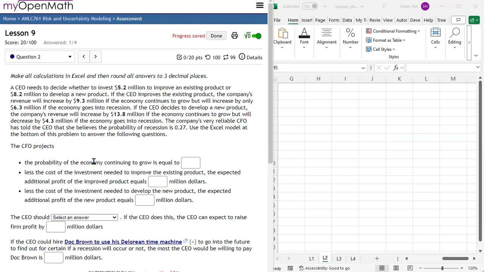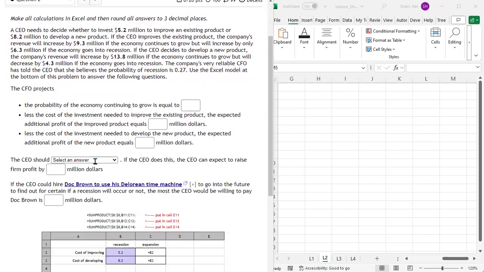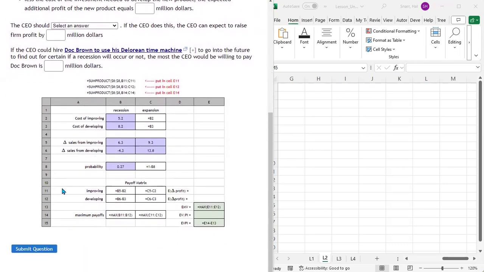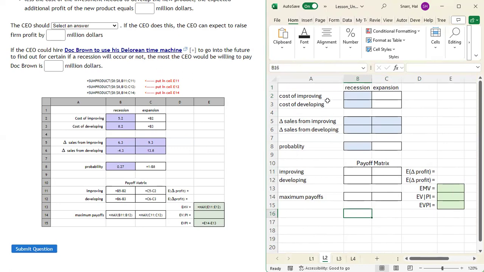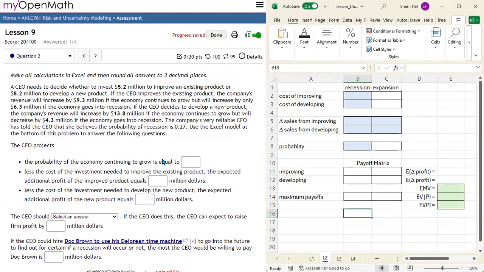We're going to build a model that calculates the expected value of perfect information. The first thing you want to do is replicate this screenshot down here in Excel. Now, I've already done that. As I read the problem, I'm going to fill in the information.